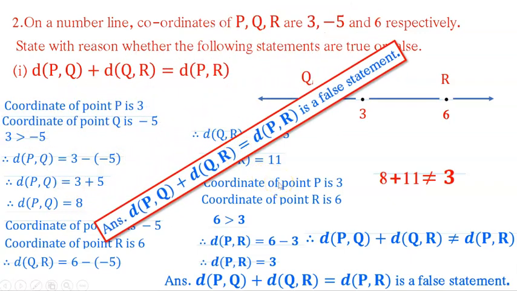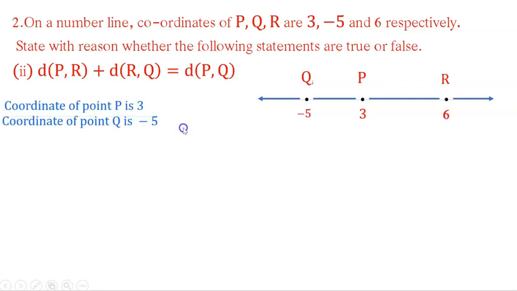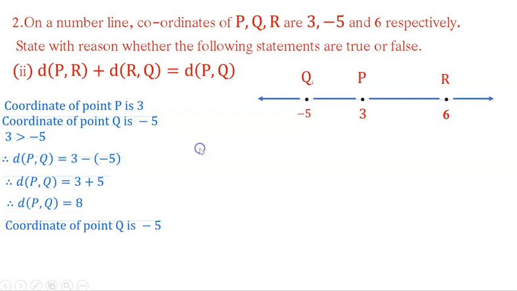Now the next example. In this way we will solve all the examples. Next, distance PR plus distance RQ is equal to distance PQ. Again see this number line: Q, P and this is R. First find the distance PQ. We need PQ here. That is equal to 8.